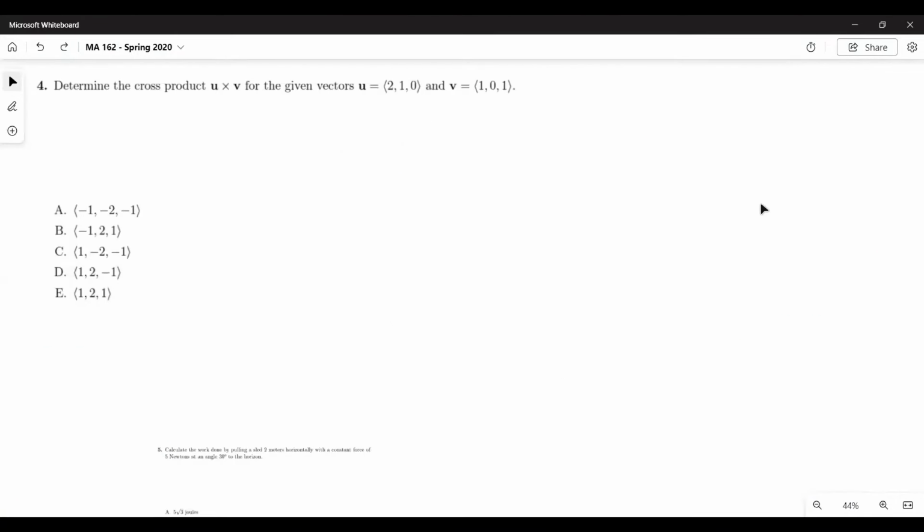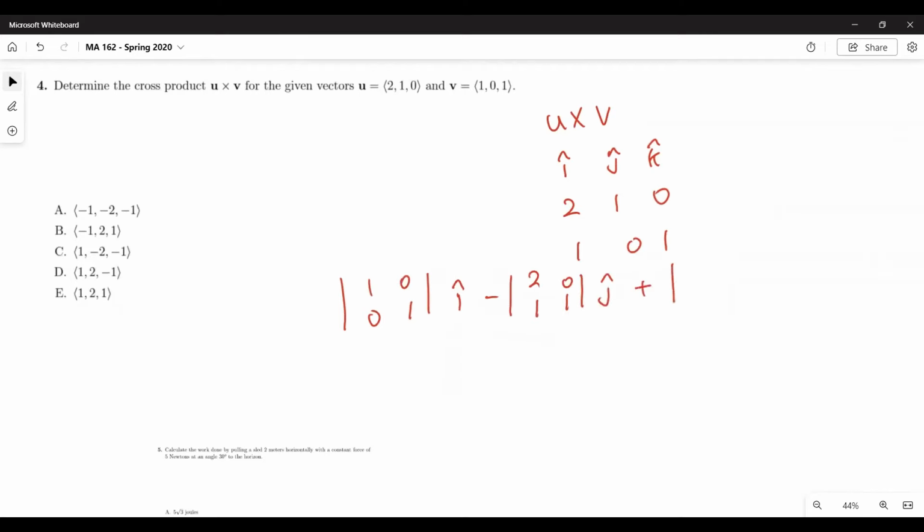Okay, so this question asks to find the cross product u cross b when the given vectors are u equals 2, 1, 0 and b equals 1, 0, 1. So this is quite simple. Okay, let's do it. u cross b, write the i, j, k components, and u is 2, 1, 0 and b is 1, 0, 1. So if you write this, this becomes the determinant of 1, 0, 0, 1 for the i component, minus 2, 1, 0, 1 for the j component, plus the k component.